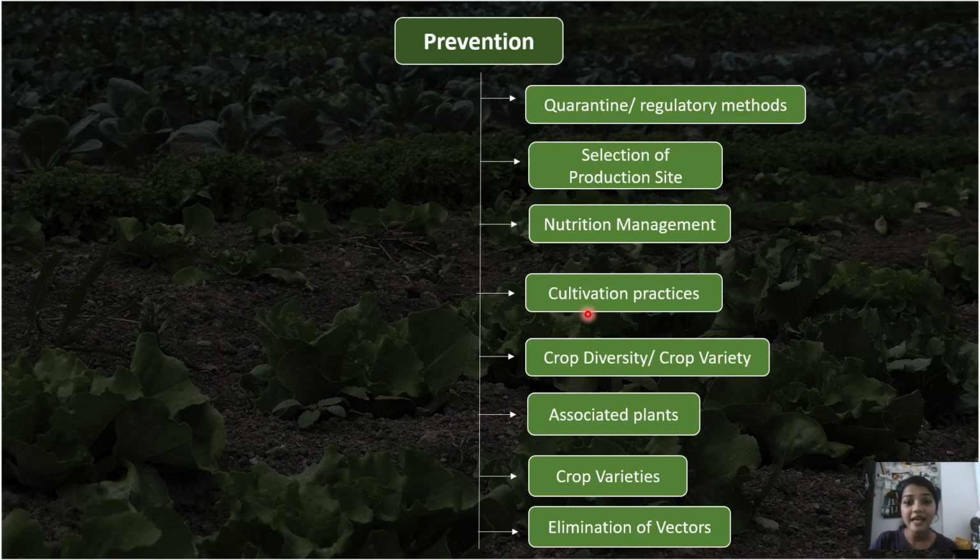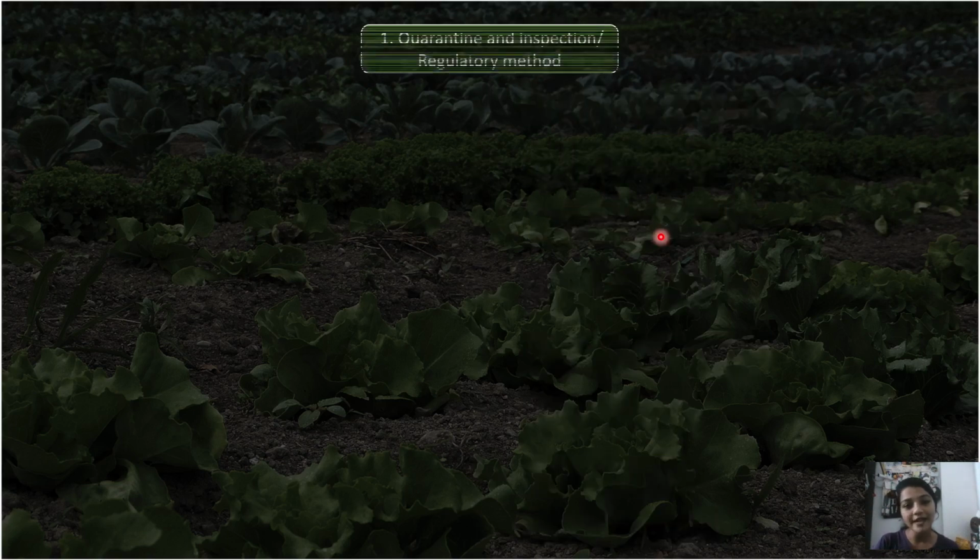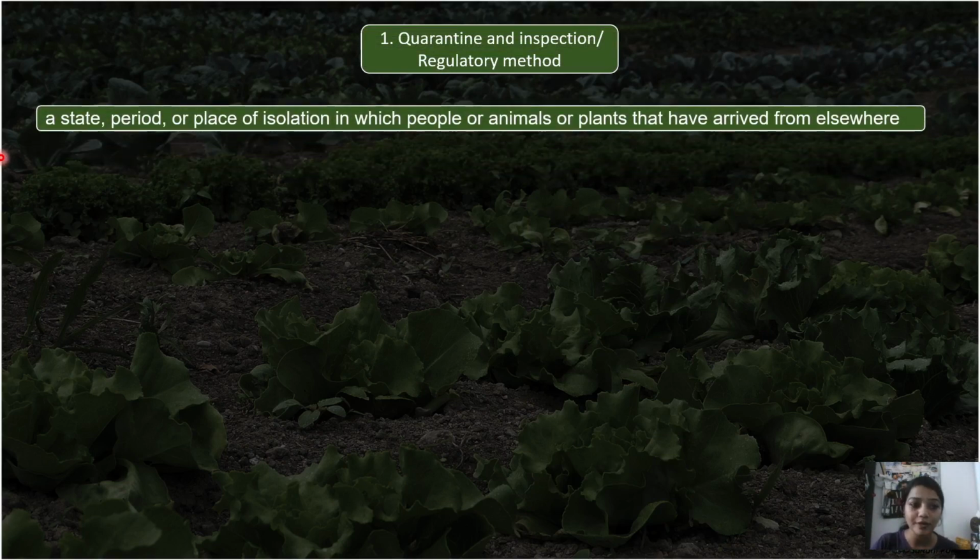So in the previous slide I had mentioned in prevention the regulatory methods and the cultural methods. Fine. So the regulatory method is mentioned here, which is quarantine, and the cultural method will come under cultivation practices. That we will understand next time. For today we are going to understand these three prevention strategies: quarantine, selection of production site and nutrition management. So let us move ahead and understand quarantine and inspection, which can also be called the regulatory method.